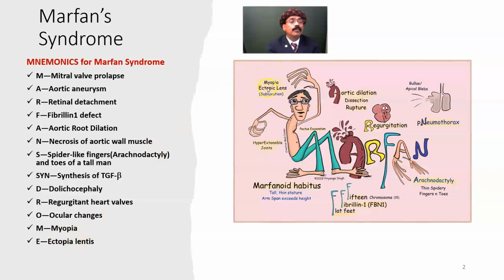If you look at the picture: myopia, ectopic lens. Then hyperextensible joints. The person can extend the joint; he can touch his thumb to his forearm bones. Marfanoid habitus: tall, thin stature, with arm span exceeding the height. We'll look at another picture. And chromosome number 15, fibrillin 1 defect, and flat feet.